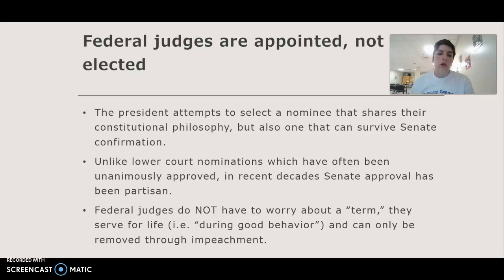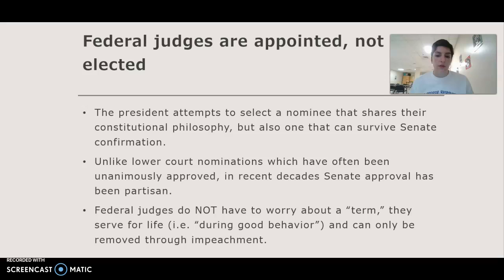So unlike lower court nominations, which have often been unanimously approved, in recent decades, Senate approval has been partisan. So what's really important now is that if you are a Democrat or if you are a Republican, people usually vote along with what their party would vote for. So if a Supreme Court nominee is being appointed by a Republican president, they're usually going to get all the Republican votes. They're not going to get many Democrat votes, if at all, and vice versa. Okay, so that usually is happening partisan. Back in the day, it didn't happen like that.